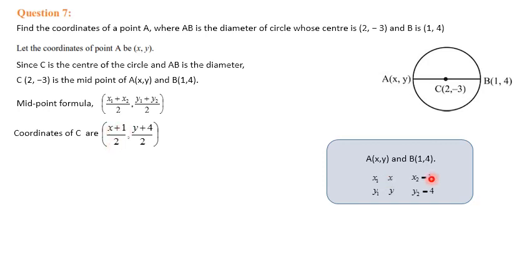x1 is x, x2 is 1. So (x + 1)/2. Then the y coordinate is (y1 + y2)/2. That is, y1 is y, y2 is 4. So (y + 4) divided by 2.